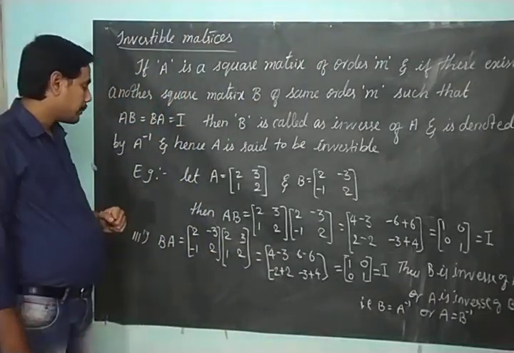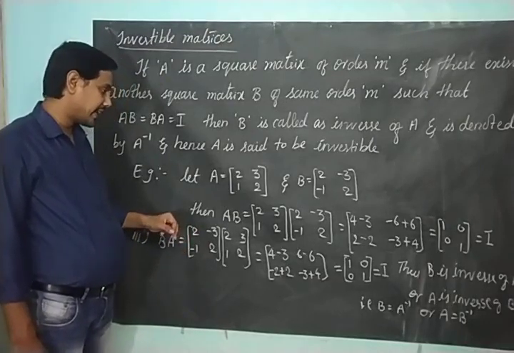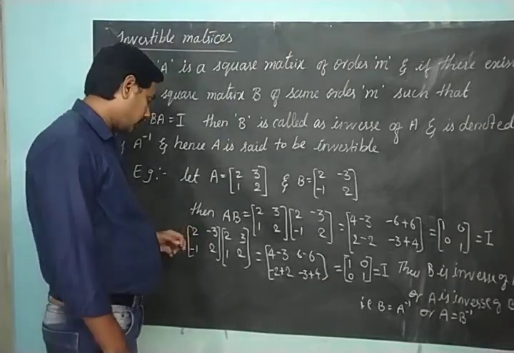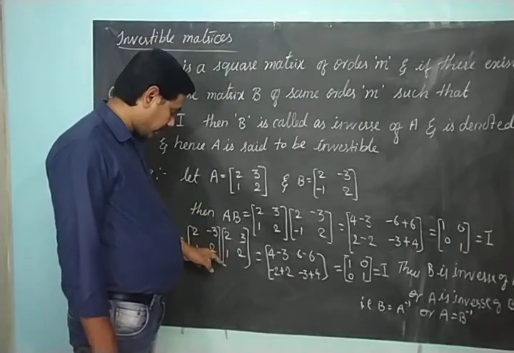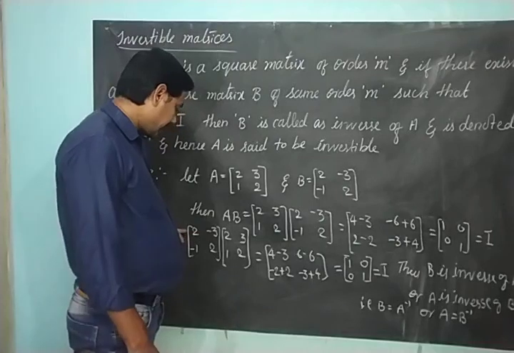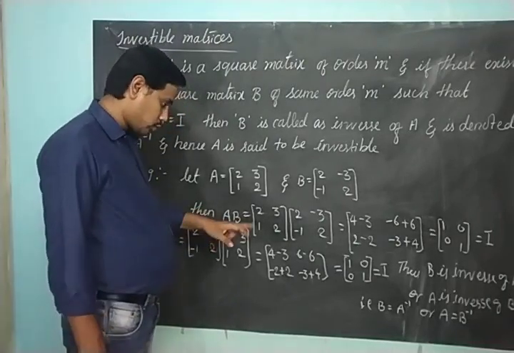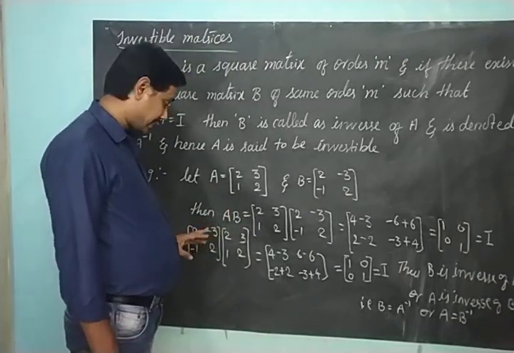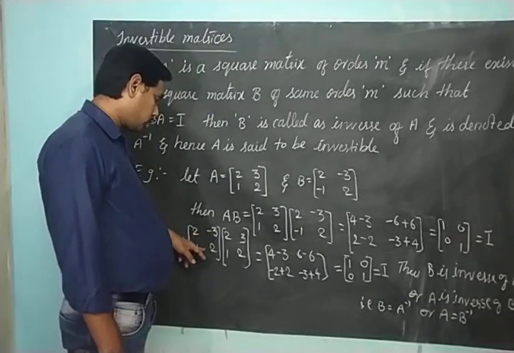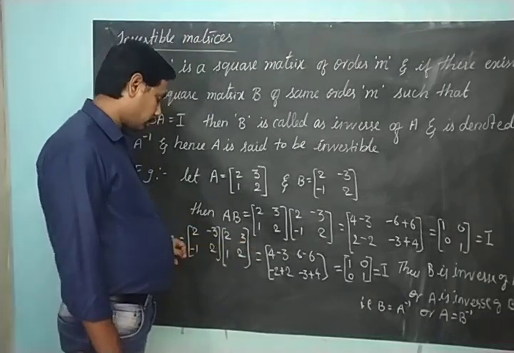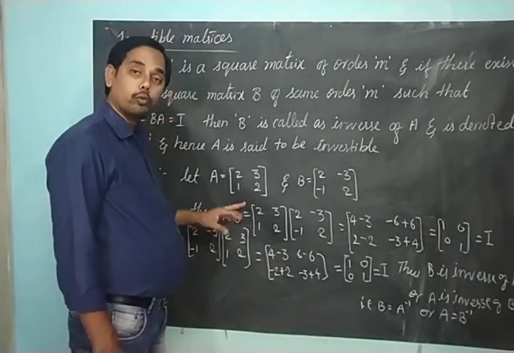So let us check B into A. B is [2, minus 3; minus 1, 2], and A is [2, 3; 1, 2]. If I multiply, 2 into 2 is 4, minus 3 into 1 is minus 3, so 4 minus 3. First row with second column: 2 into 3 is 6, minus 3 into 2 is minus 6. Second row with first column: minus 1 into 2 is minus 2, 2 into 1 is plus 2. Second row with second column: minus 1 into 3 is minus 3, 2 into 2 is 4.